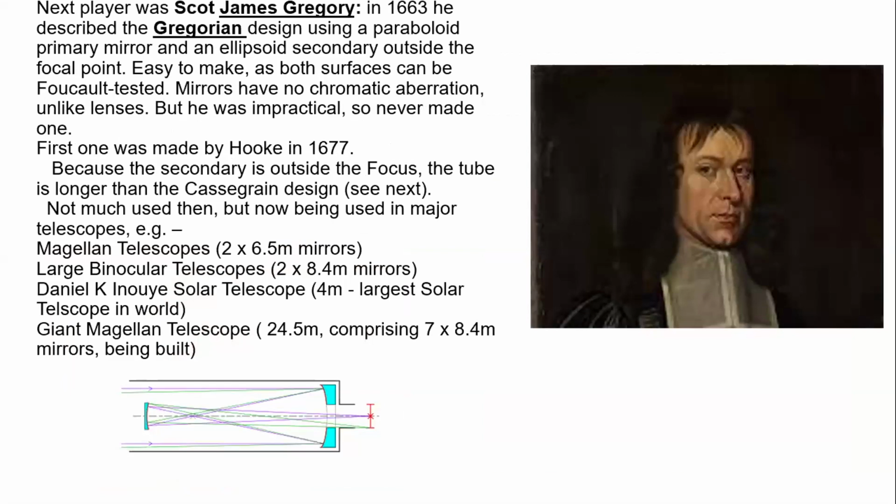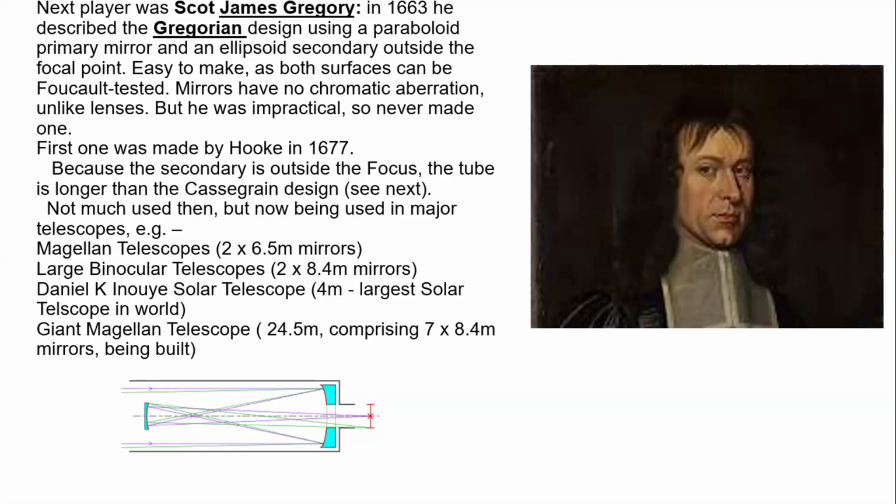Now, there are a whole lot of twists and turns backwards and forwards from one design to another, as we'll see as we go along. The next person to make a significant contribution is James Gregory, who invented the Gregorian design, and that used a mirror, which was very important for a number of reasons. First of all, because the light does not pass through the glass but is reflected off it, a mirror has no chromatic aberration, and also you only have to curve one surface, the front surface. It used an ellipsoid secondary mirror outside the focal point.